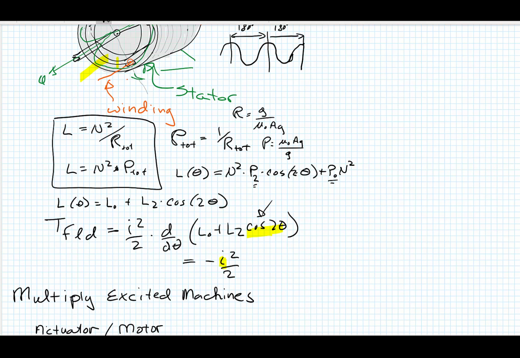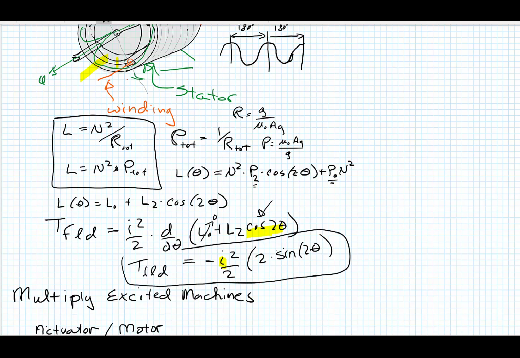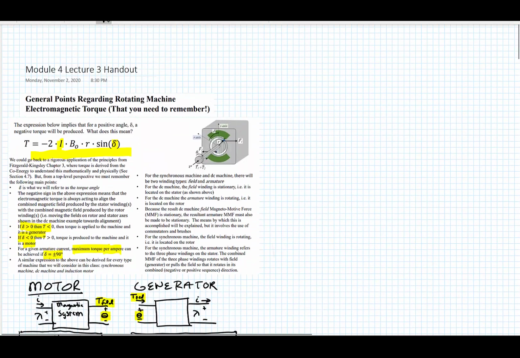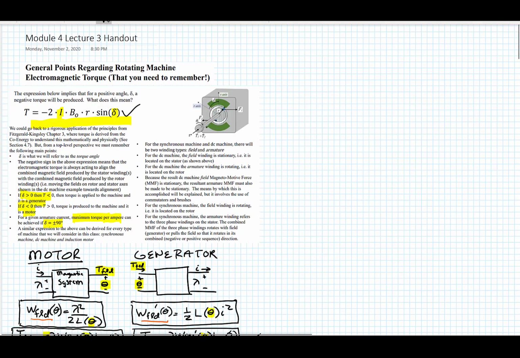So it's essentially going to be equal to the derivative of this is, we have a negative because the derivative of a cosine is a negative sine. So it's negative, the derivative of this is zero, right? So all you have left is the moving part. So 2 times sine 2 theta and the negative, because that's the derivative of a cosine. It looks a lot like this expression here, doesn't it?